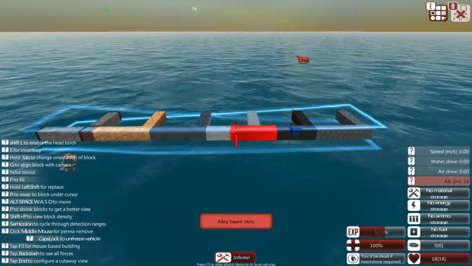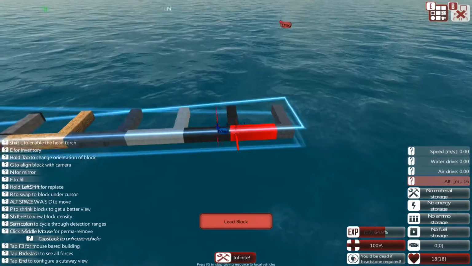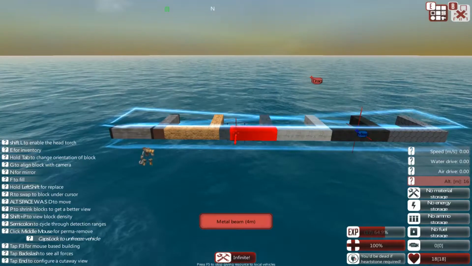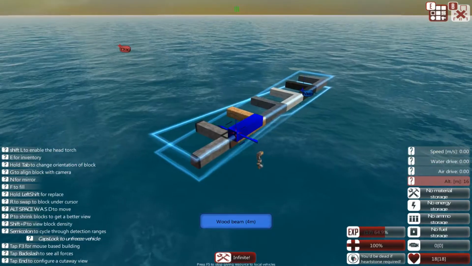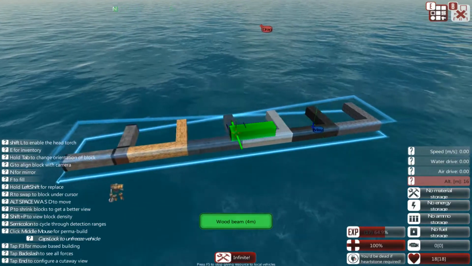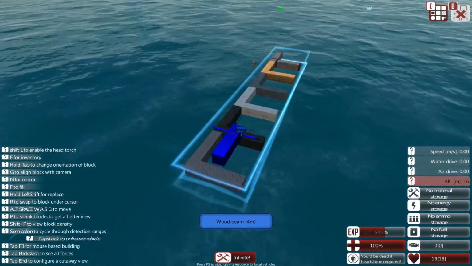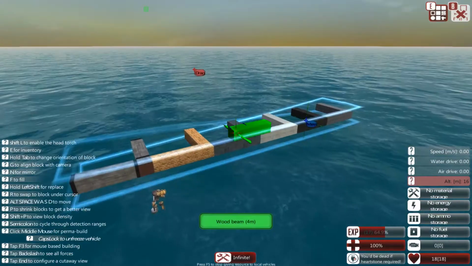Now, what I'm going to be covering today is basic orientation of blocks, and the types of materials that you can use to build your ship structure or plane.